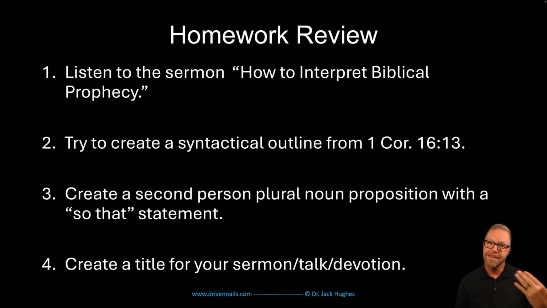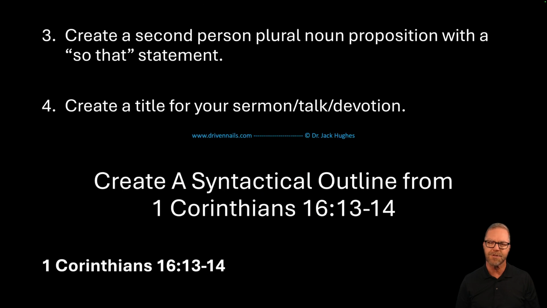Then you were to create a syntactical outline from 1 Corinthians 16:13. That is an outline that is derived from the text. You were to try that. This is a simple verse. Then create a second person plural noun proposition with the so that statement. And we talked about that a little bit. We're going to talk about that more. So if any of these things are unclear, we're going to keep going over them and over them, giving you examples so that you can get an idea of how to do it yourself. Then we're going to create a title for your sermon, talk, or devotion. All right, so that's what we're doing.